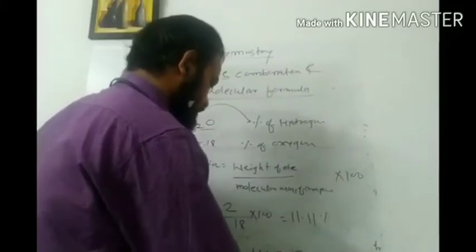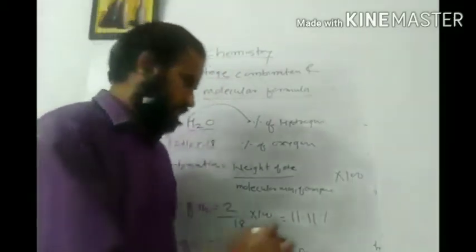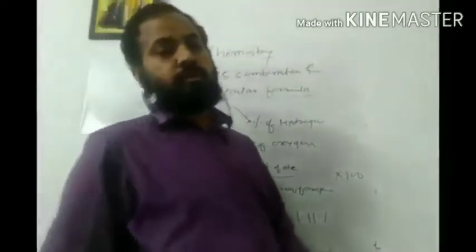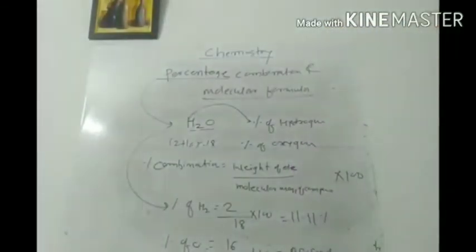and the other becomes 88.89%. So this is how you can calculate the percentage combination. This is a very simple and useful method, we can say. So we will take one more example here.